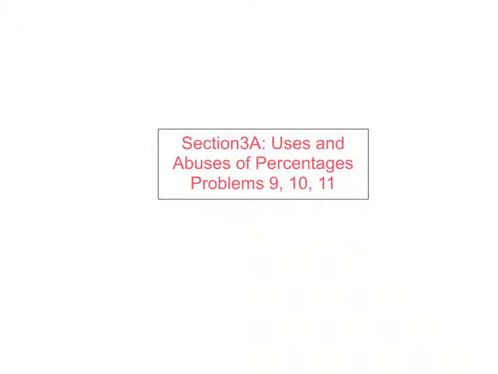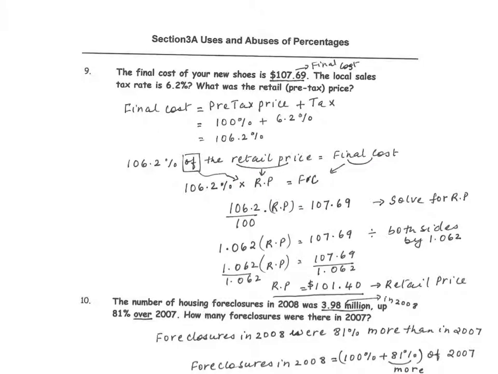In this section, again, we are still on uses and abuses of percentages. In this video, we're going to solve problems 9, 10, and 11. So problem 9, the final cost of your shoes is $107.69.